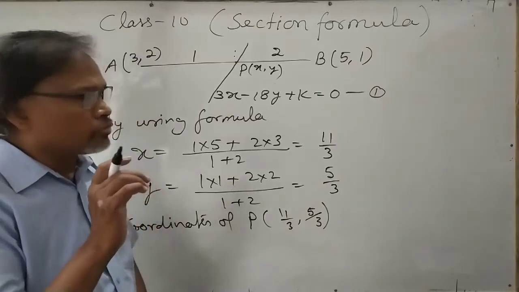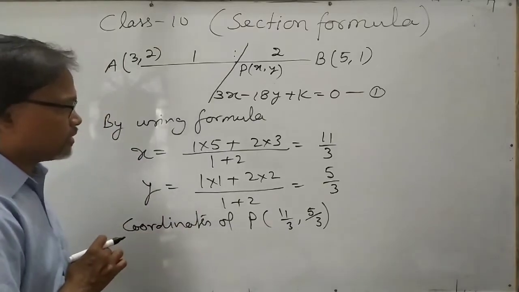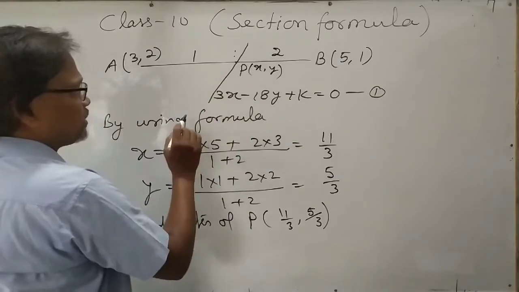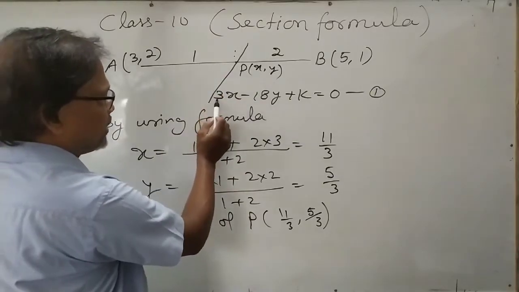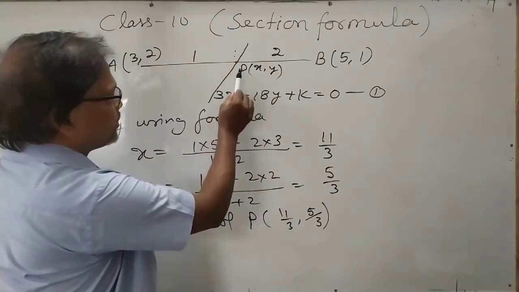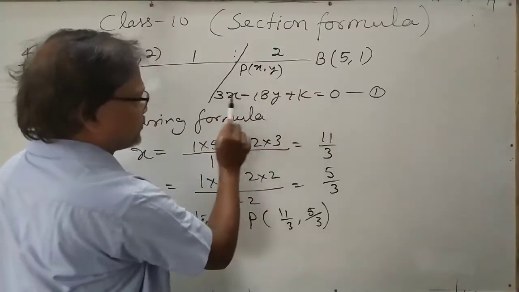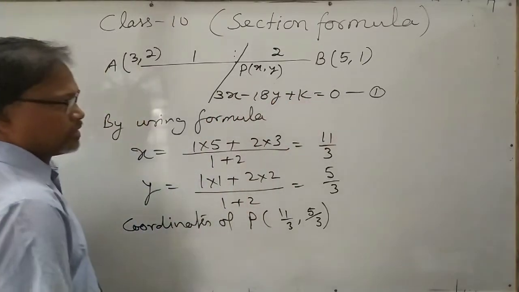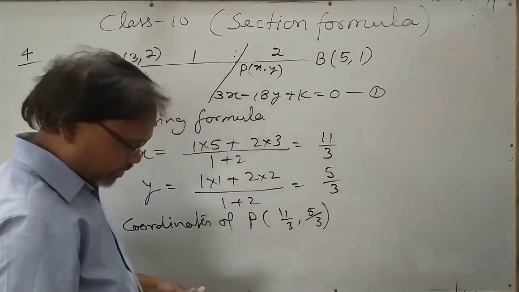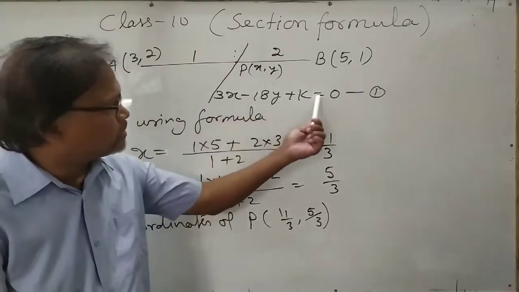Now you should know the basic knowledge of the equation of a line, which has been told earlier. If a point lies on a line, it means that point should satisfy the equation of the line. Satisfy means when we put the values of x and y here, left hand side should be equal to right hand side. So you will put x is equal to 11 by 3 and y is equal to 5 by 3 in this equation.